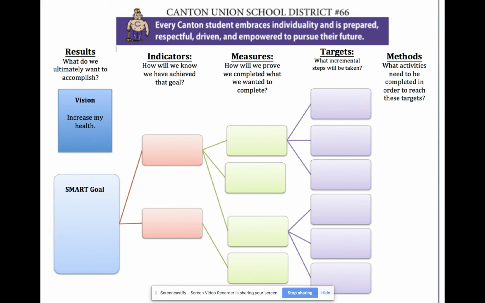Let's start with the overarching vision in mind. Ultimately, what are you wanting to accomplish? In this example, the overarching vision could be for me to increase my health.